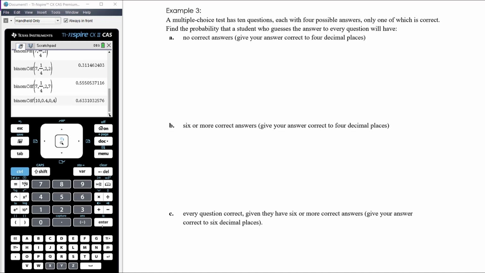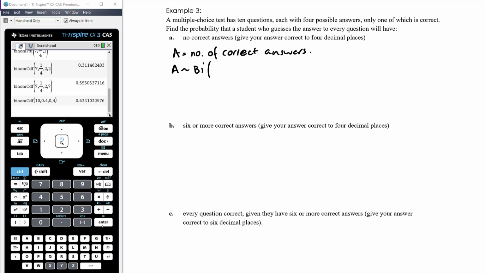Okay, so let's make A equal to the number of correct answers. You can choose whatever letter you want. Okay, A is a binomial distribution.